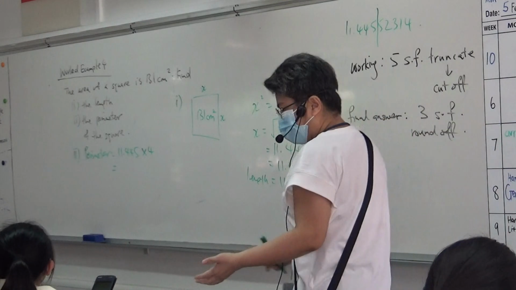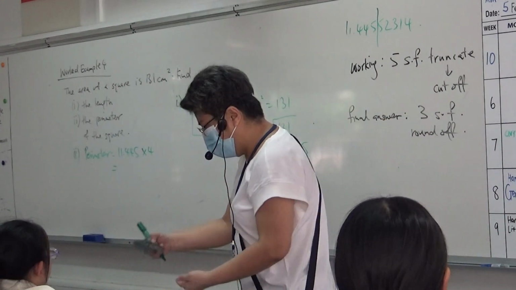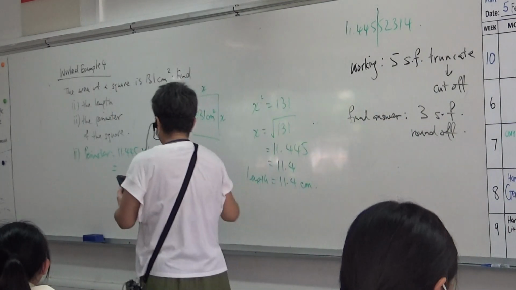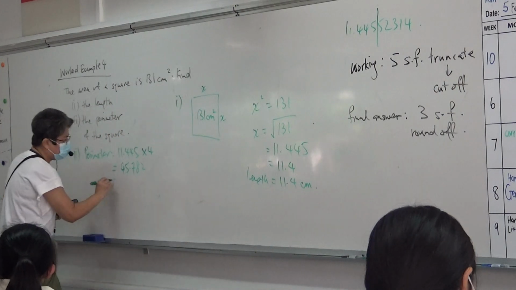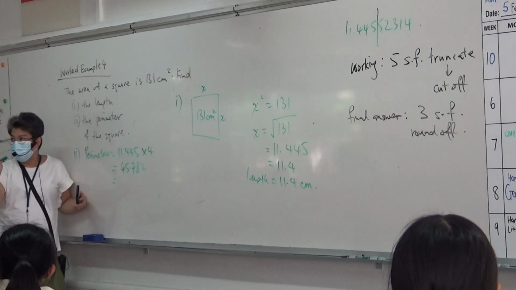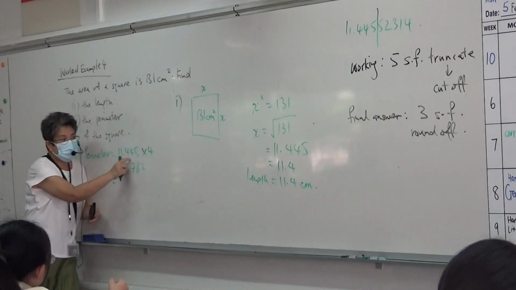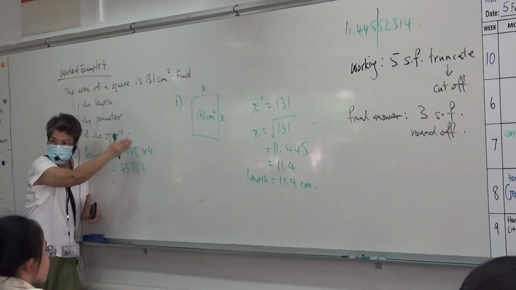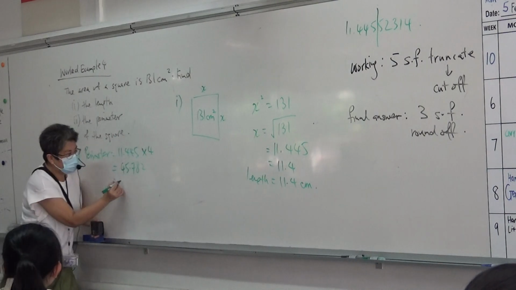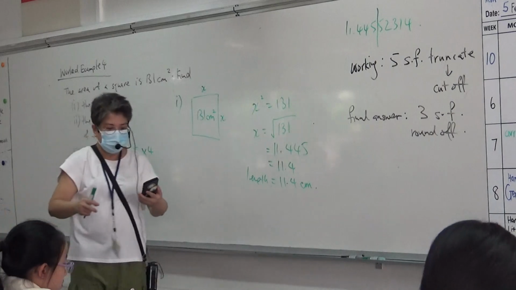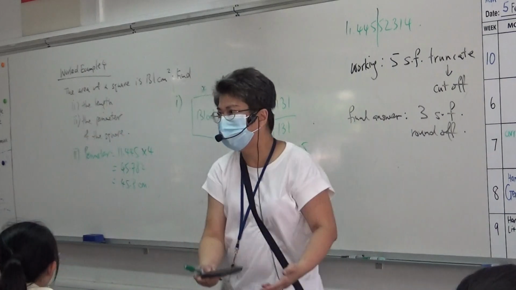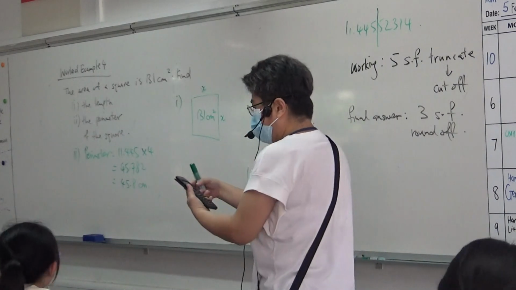Sorry. 45 or what? 45.78, right? This is not exact, because this one is not exact, I truncated it, can you see? So this will never be exact. So this is actually 45.8 to 3 significant figures.